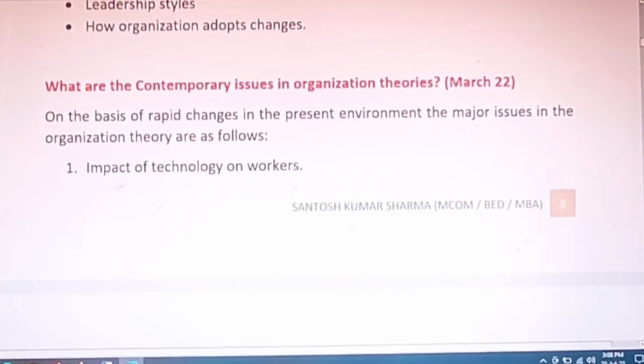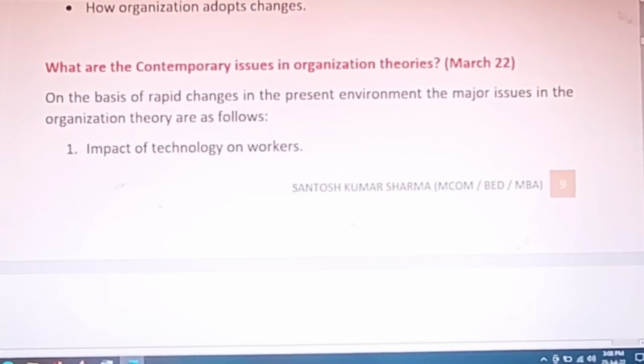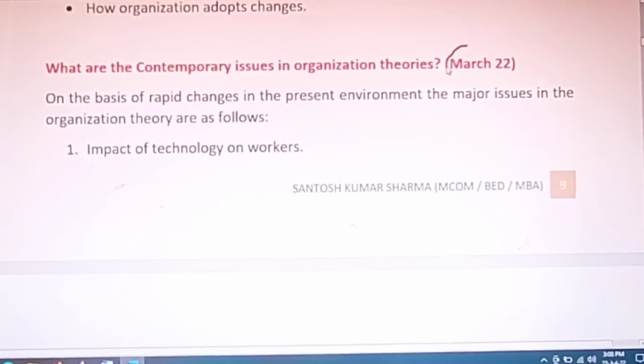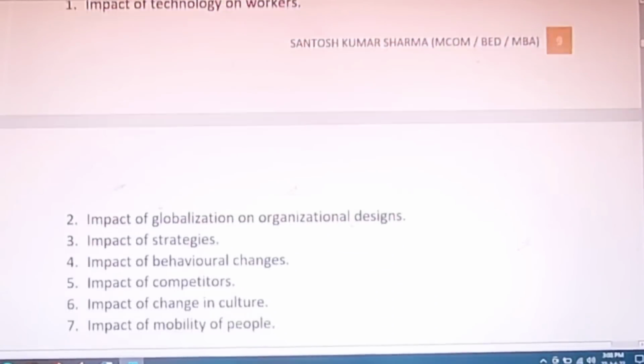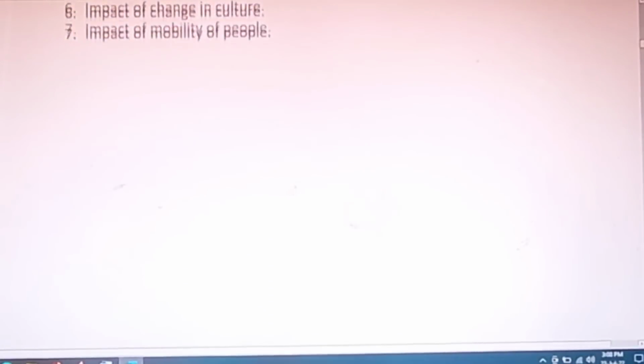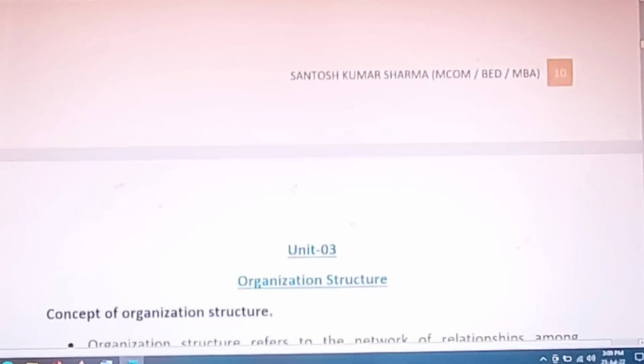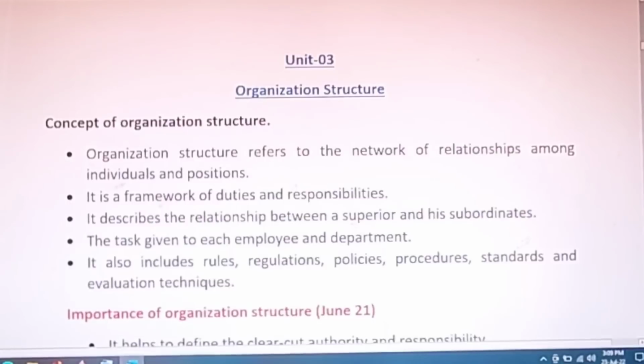Then what are the contemporary issues in the organization? ये क्वेश्चन मार्च 2020 में 2022 में आया था, ओके, तो इस पे हम लोग ज़्यादा फोकस नहीं करते हैं, हो सकता है इस साल के एग्जाम में नहीं आए, ओके। So let's move on to the next unit, and the next unit is organization structure.